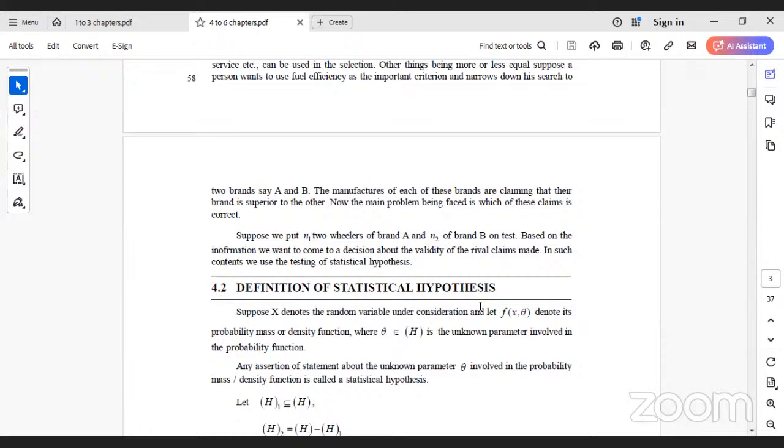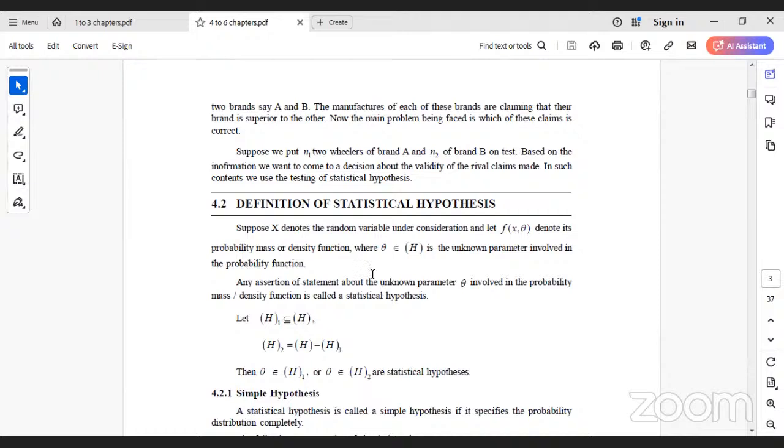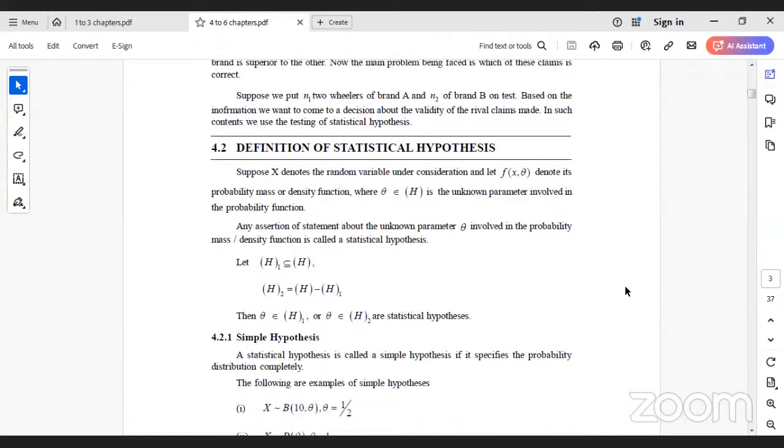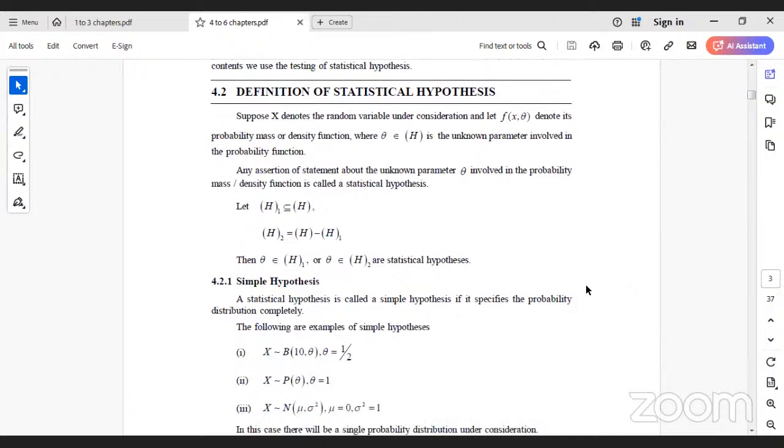So we let f(x, theta) denote the probability mass or density function, and theta belongs to H is the unknown parameter involved in it. Any assertion or statement about the unknown parameter theta involved in the probability mass or density function is called a statistical hypothesis. Let H1 be a subset of H, and H2 be H minus H1. So theta belongs to H1 or theta belongs to H2 for a statistical hypothesis.